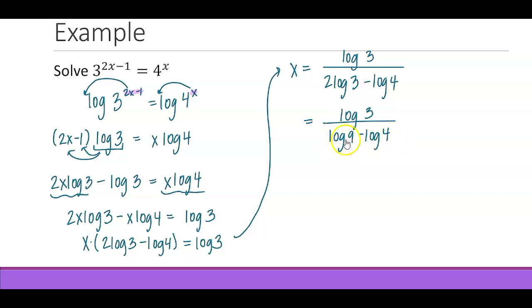Now on the bottom, I have 2 logs being subtracted. They have the same base. They are the common log. So the bottom can turn into 1 logarithm. It's log of 9 over 4. So the 9 goes on the top, the 4 goes on the bottom, right? A difference of 2 logs becomes the log of 1 quotient. And then finally, to get 1 log as the answer, I'm using the change of base formula. So I'd have log with a base of 9/4 and the inside of 3. So my final answer for x as 1 log is log base 9 over 4 of 3. So this is my solution.